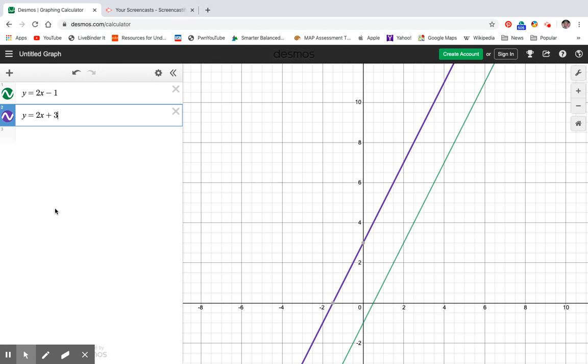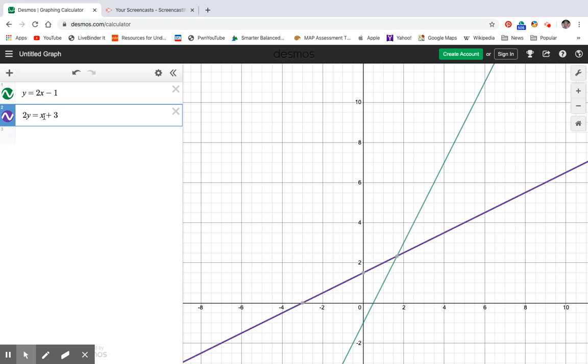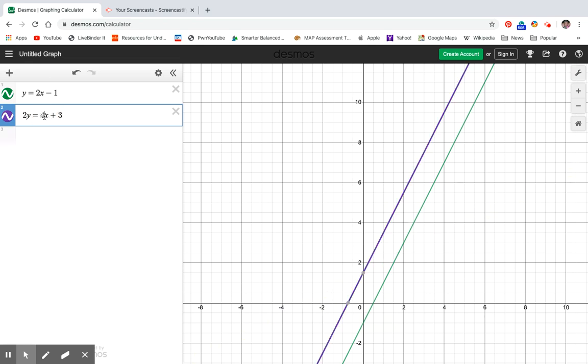Parallel lines are inconsistent. If the two lines are exactly the same thing, what if I had put in 2y equals 4x minus 2. Did you see that these two lines are exactly the same? These are coinciding lines. These have infinitely many solutions because they're one line that lies on top of the other. They're the exact same line. This is consistent and dependent.